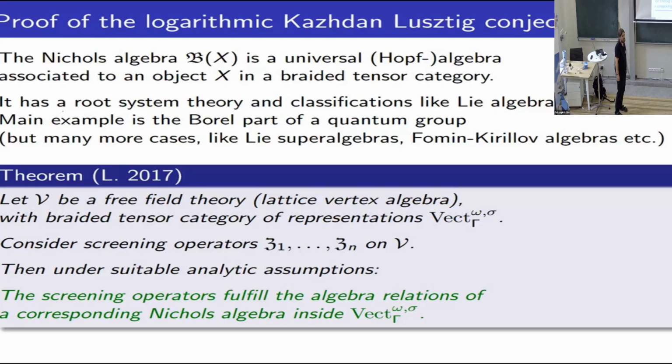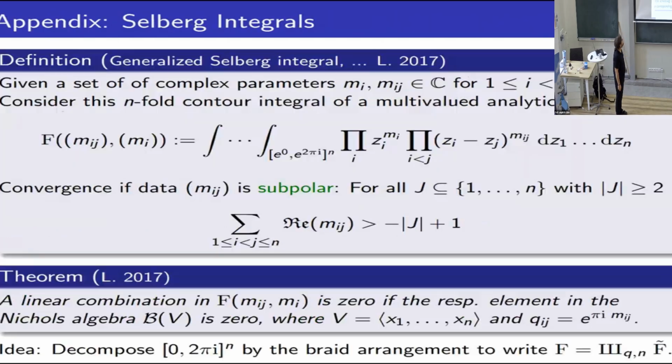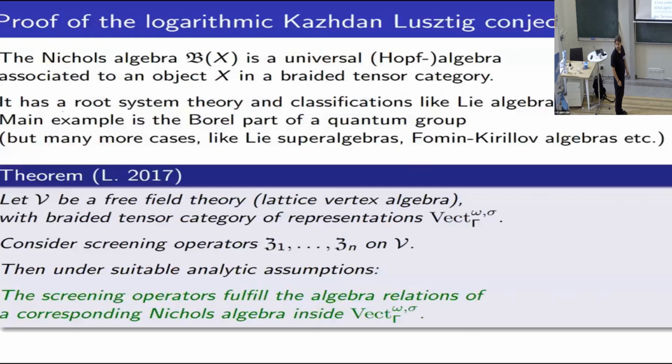This is a very general ingredient, but they are already very non-trivial in the easiest cases. And I think the question was, it's a Nichols algebra of what object? Of the direct sum of these. These screenings live in this Vec Gamma, right? So it's a direct sum of simple objects. You just consider them as objects in Vec Gamma.